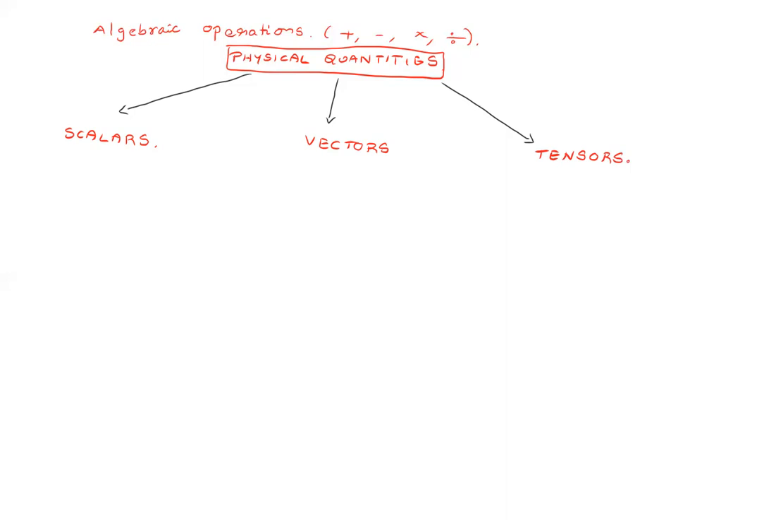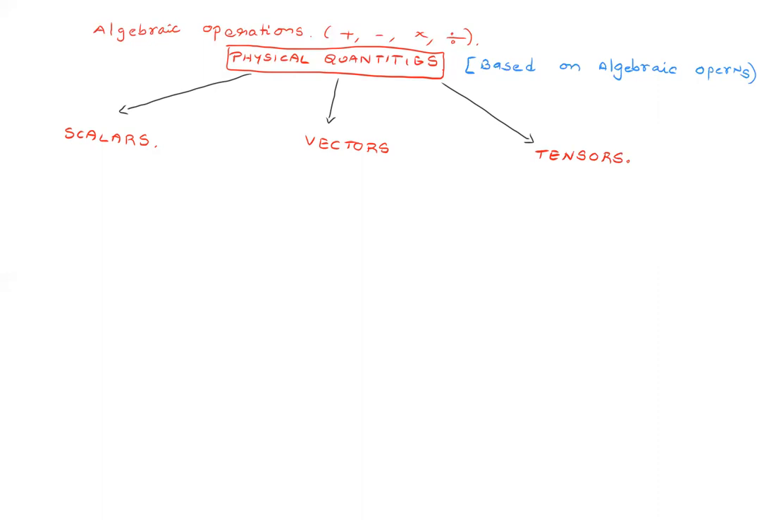So your physical quantities are divided into three categories based on algebraic operations. I'll write that very clearly: this classification is based on algebraic operations. You are dividing these physical quantities into three categories: scalars, vectors, and tensors. Now what exactly is a scalar, what is a vector, what is a tensor?